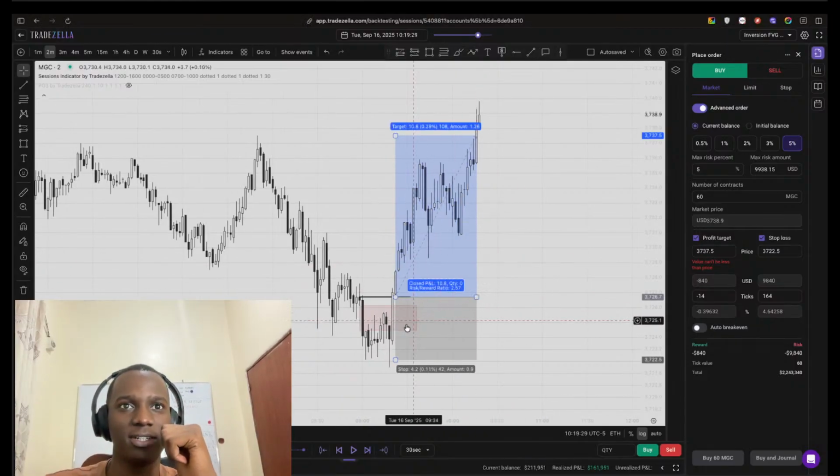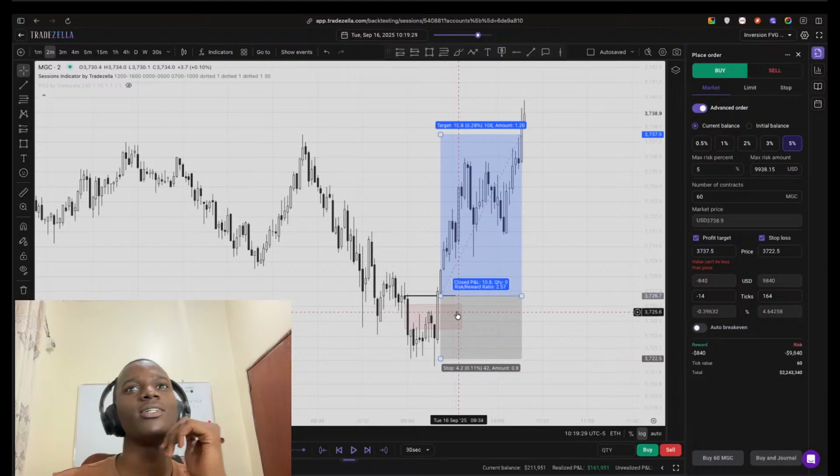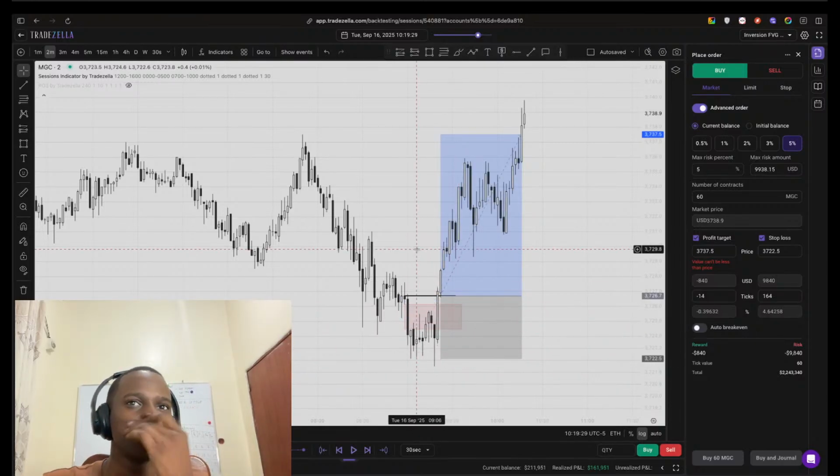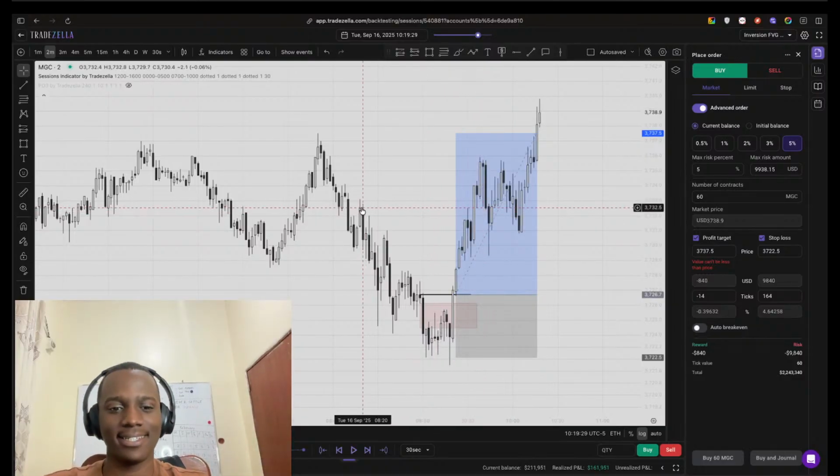Damn, that's fire. So this is one of the things that I like, seeing this trade get printed very beautifully, with this beautiful inversion. I mean, if gold was always like this, bro.